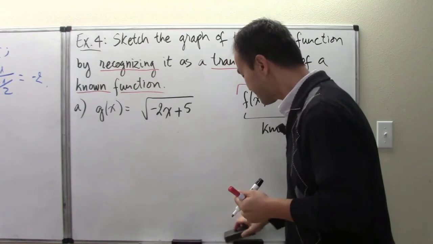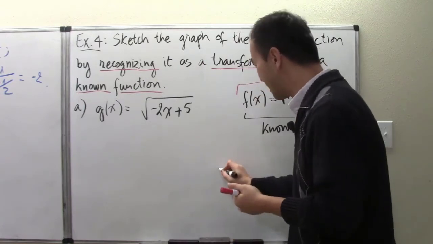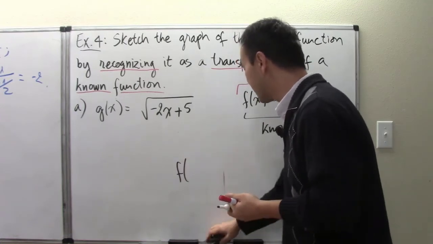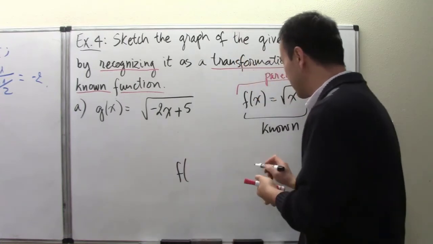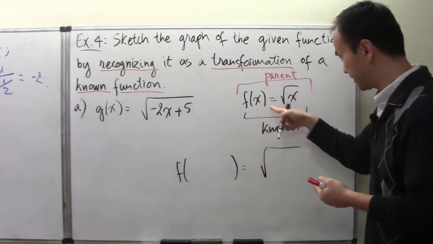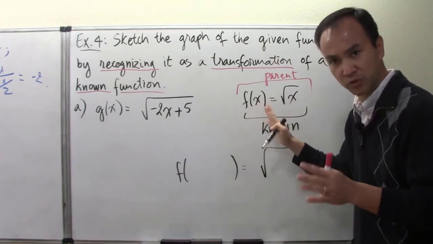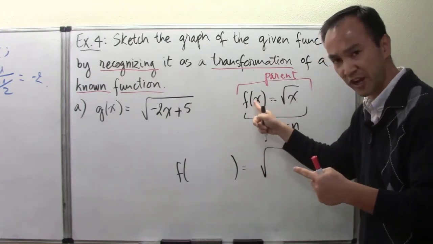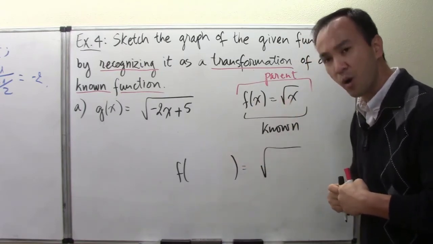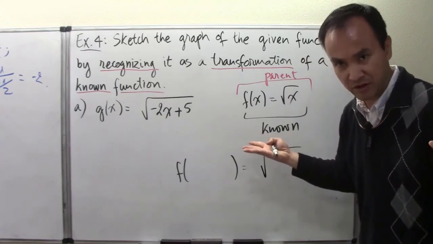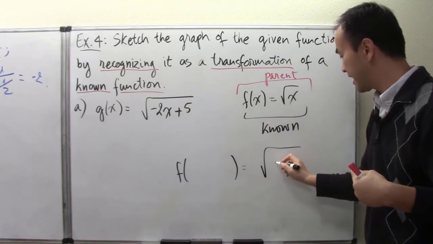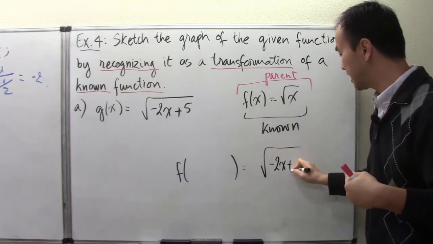So the point now is that square root means we're looking at the rule of f, because we recognize that the known function here is the function f. So f represents the rule of taking the square root of whatever. I really mean whatever, because inside of this square root in our g function, it has minus 2x plus 5 inside of it.